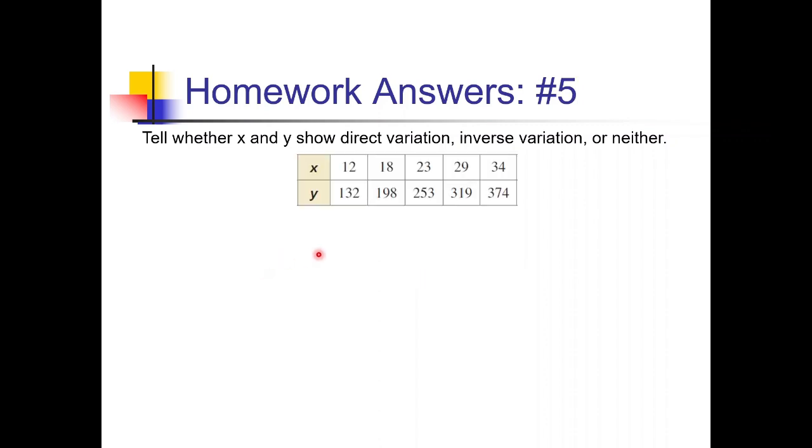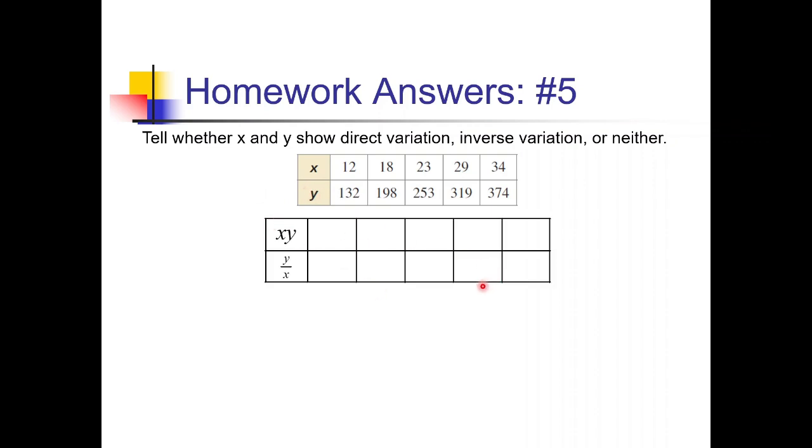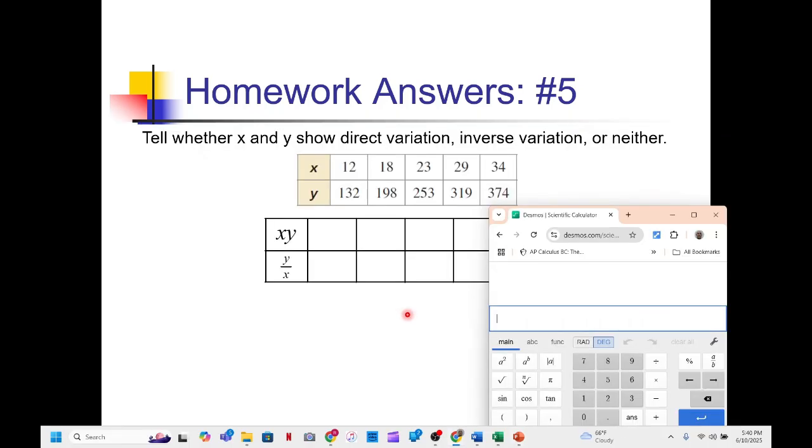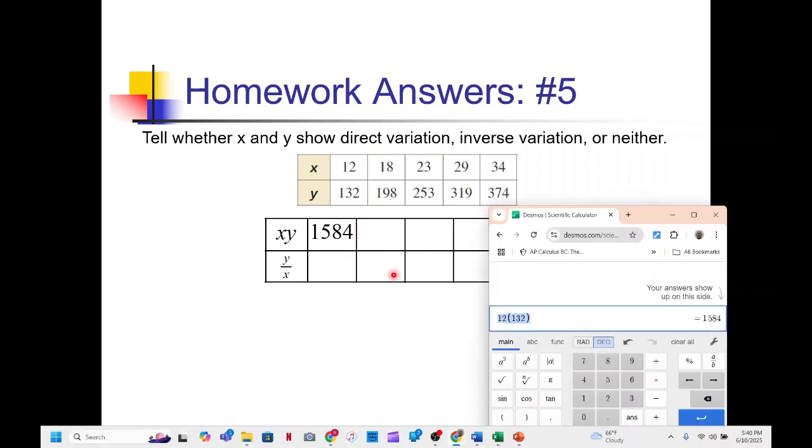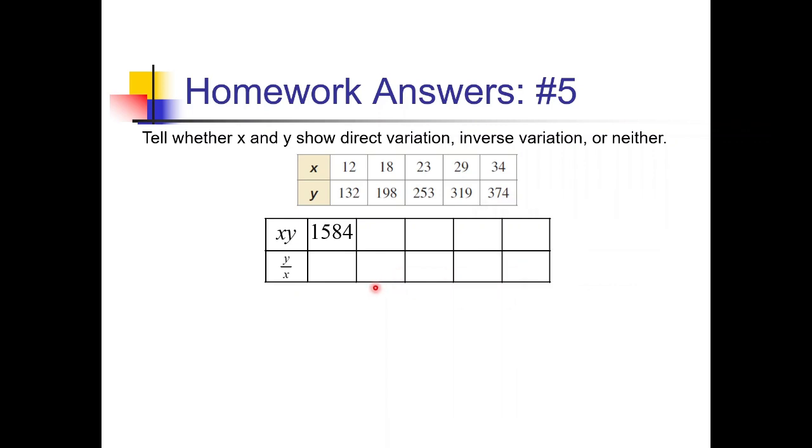For this problem, to see whether the x and y in the table have direct, inverse, or neither variation, we're going to set up our own little table, and we're going to check to see if x and y have a common product, a common ratio, or neither. So let me just sort it all out here. We'll start with 12 times 132, and I'll need Desmos for all of these. So 12 times 132 is going to be 1584. And then 18 times 198 comes out to 3564.